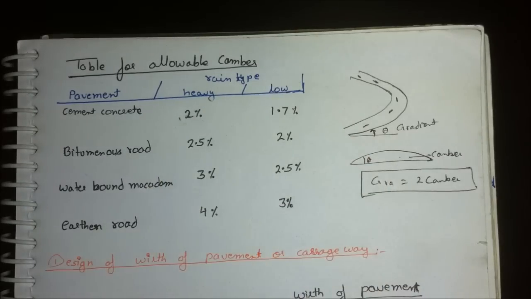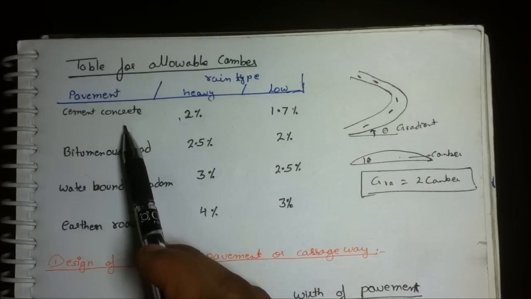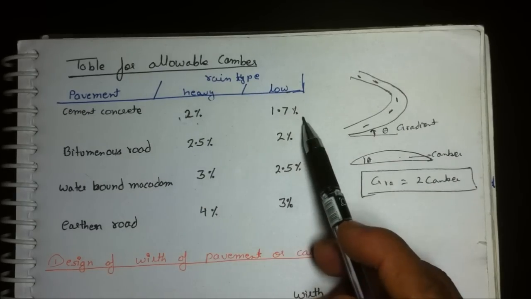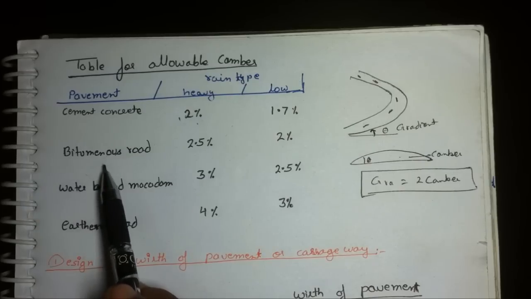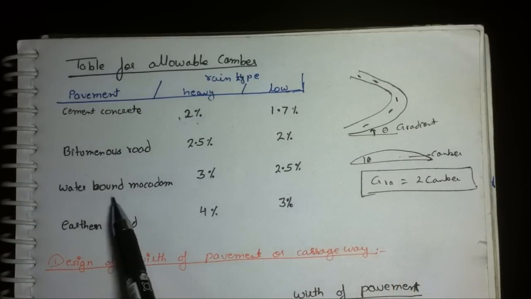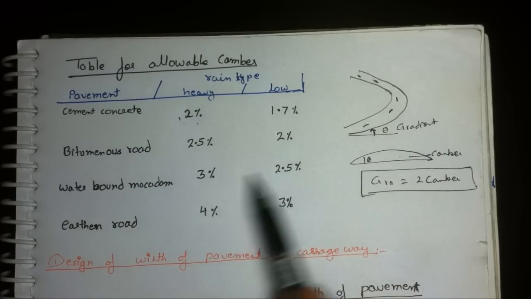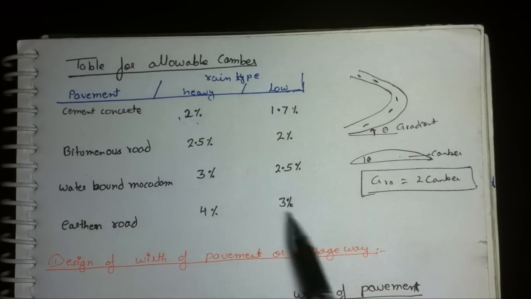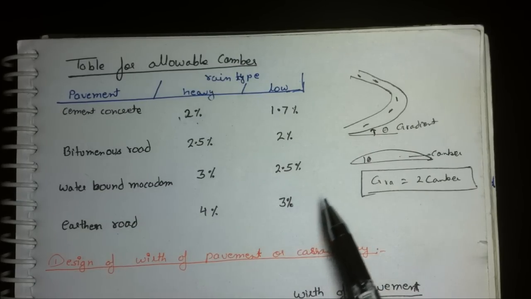Now coming up to the allowable camber. For cement concrete pavement, for heavy rain, 2% camber is provided. For low rain, 1.7% camber is provided. In a bituminous road, for heavy rain, 2.5% and 2% for low. Waterbound macadam, 3% for heavy and 2.5% for low. In earthen roads, 4% for heavy rain and 3% for low rainfall.